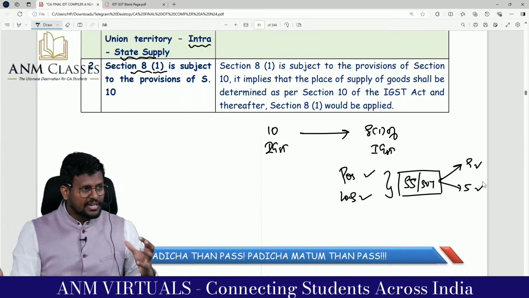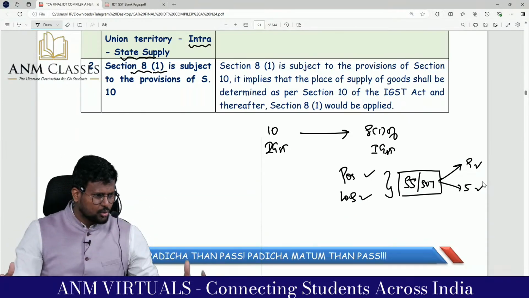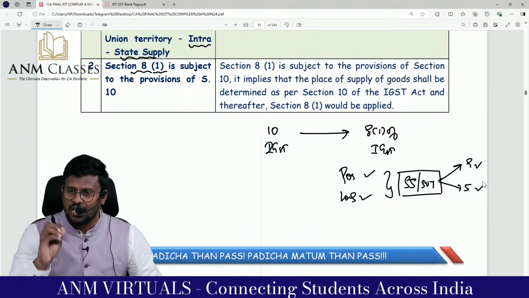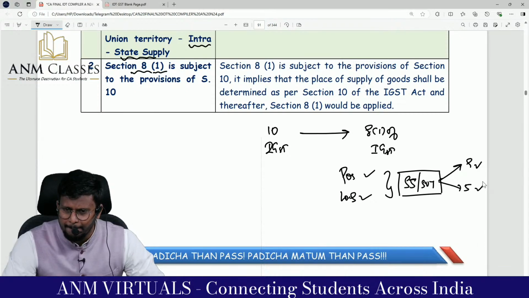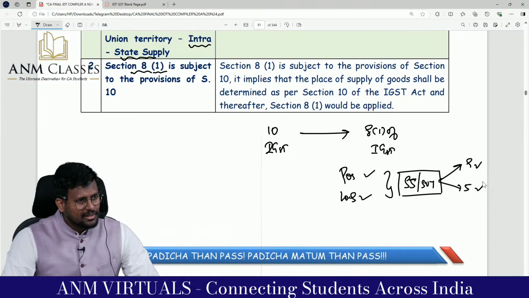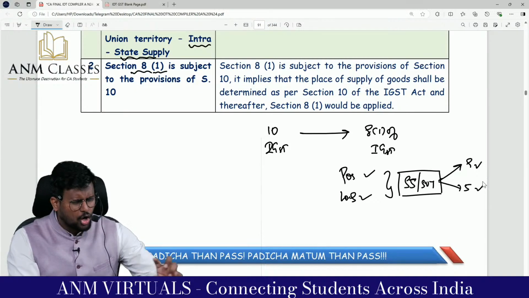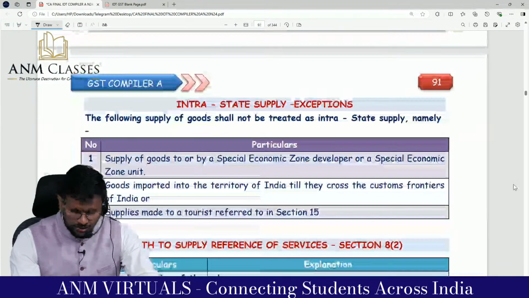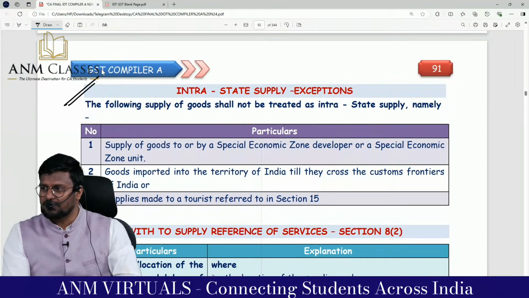Comfortable? Sir, it is not matching, sir. One in one state and another in another state, or one in one union territory and another in another union territory, or one in one state and another in a union territory. Then it is an inter-state supply as per section 7 of the IGST Act. Then you have to fall in section 5 subsection 1 of the IGST Act. Shall I proceed further?